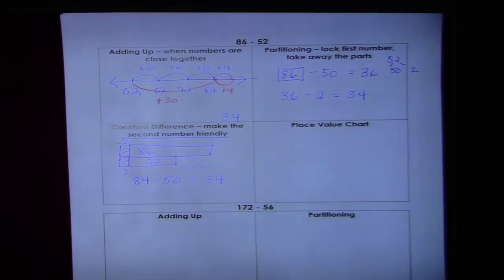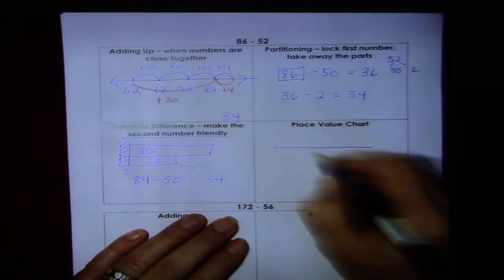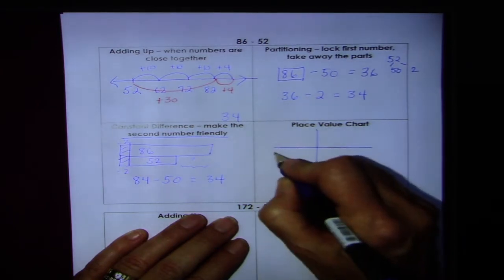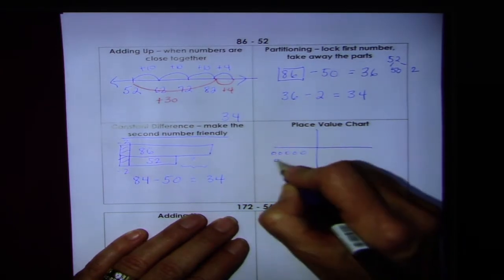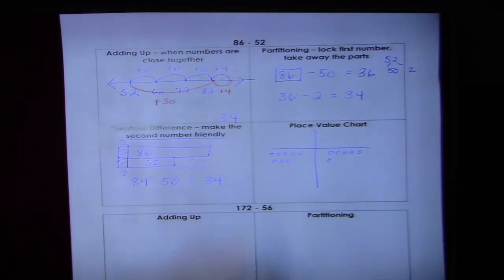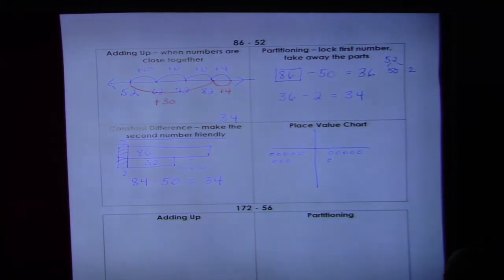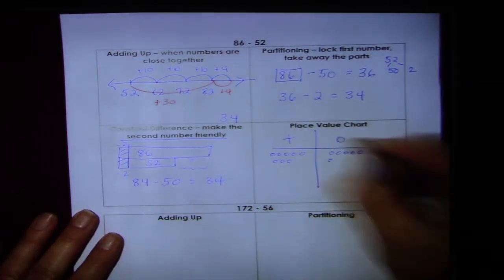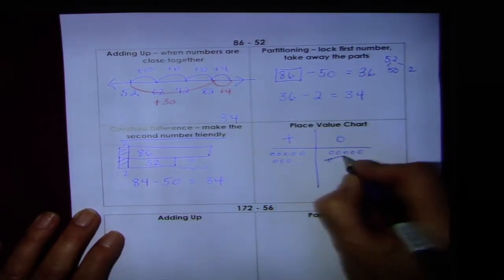And place value chart. The important thing about the place value chart and subtraction is you only have the first number. And if it's put in a word problem form, it actually makes more sense. I have 86 apples and I'm taking away 52. It makes sense that I can only draw the 86. And now I'm going to take away 52. Okay, take away, just mark them off.